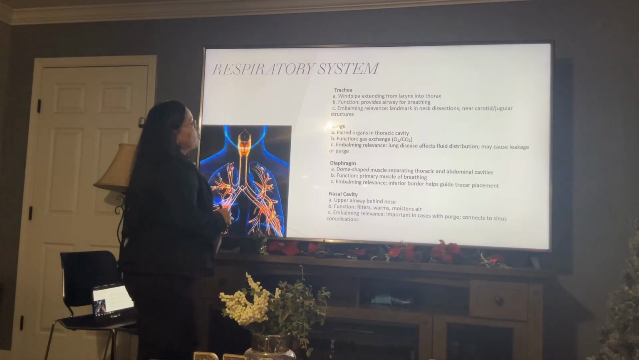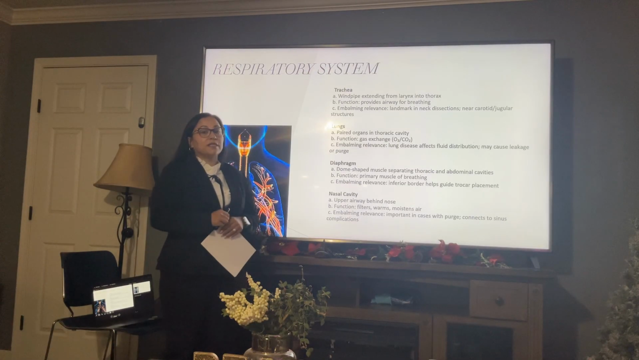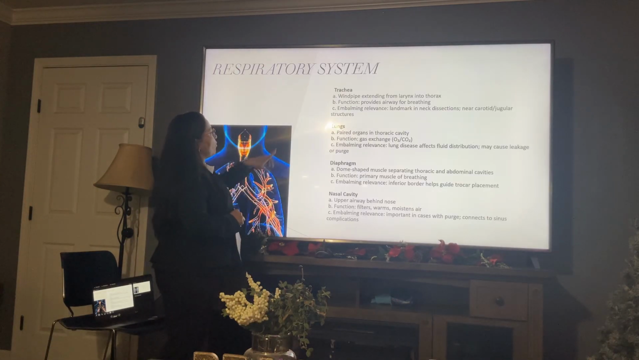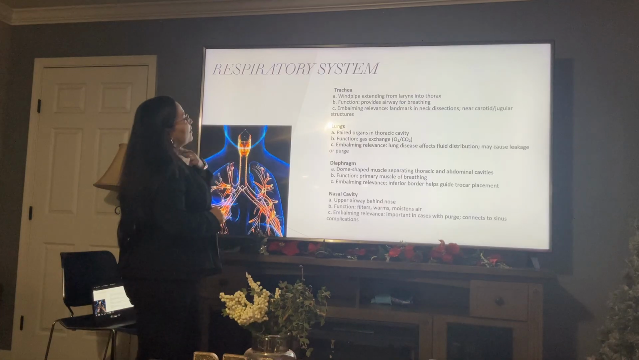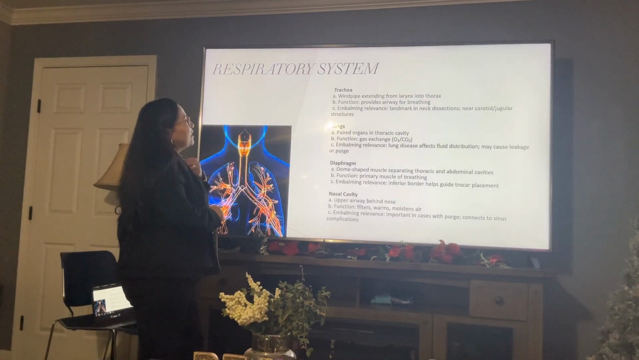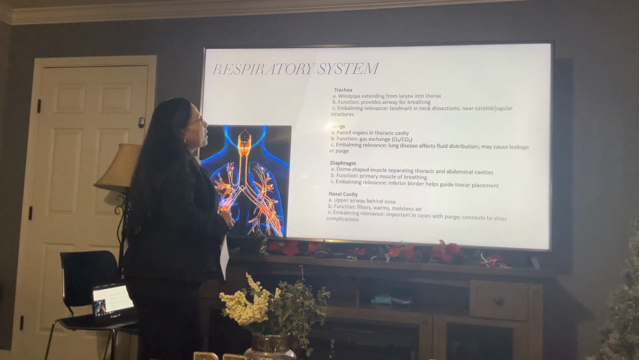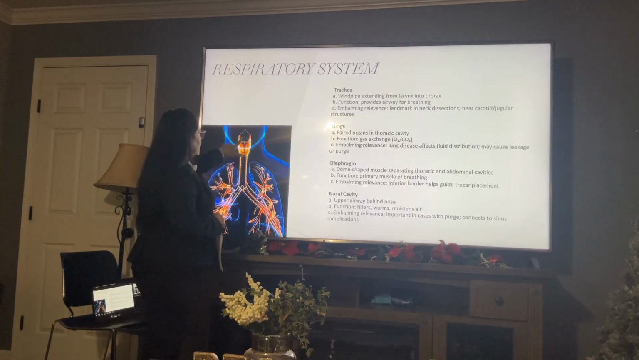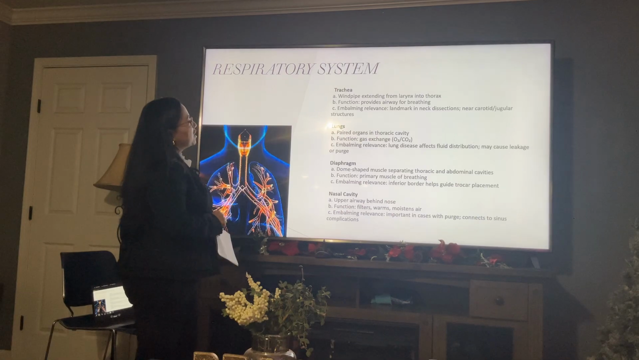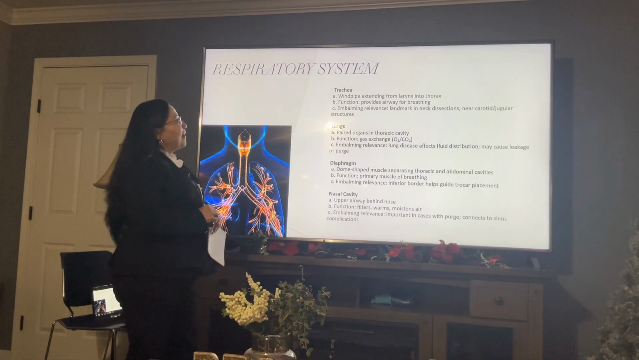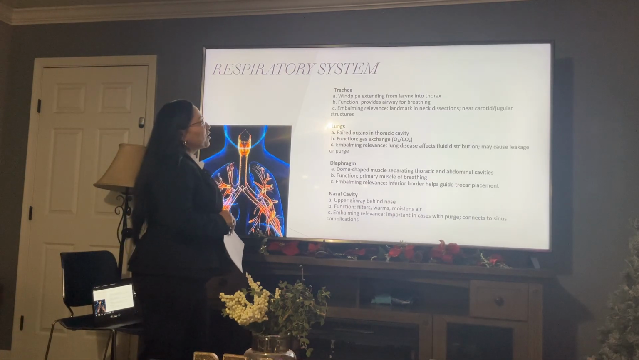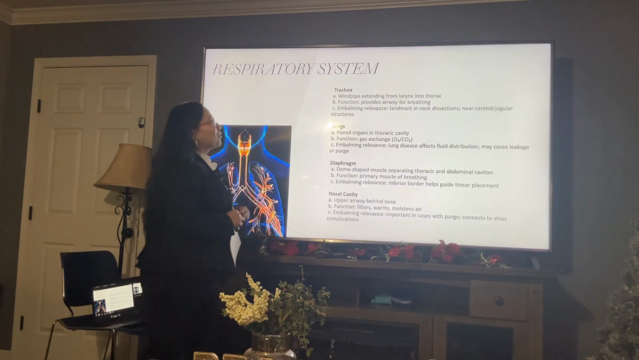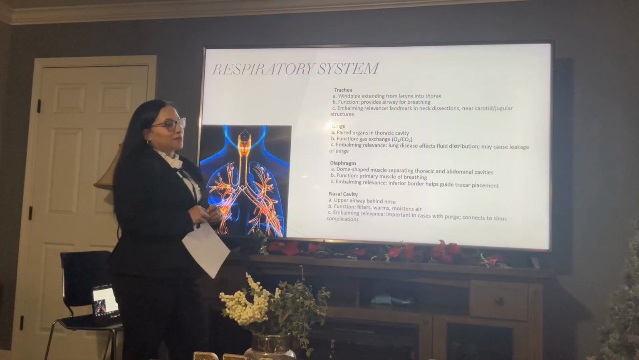The next structure I will be talking about is from the respiratory system, and the structure is the trachea. It's a windpipe extending from the larynx into the thorax. The function is it provides an airway for breathing, and embalming relevance is a landmark in neck dissections near carotid and jugular structures.